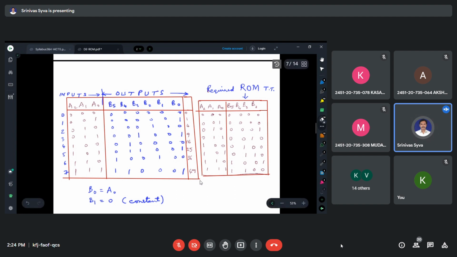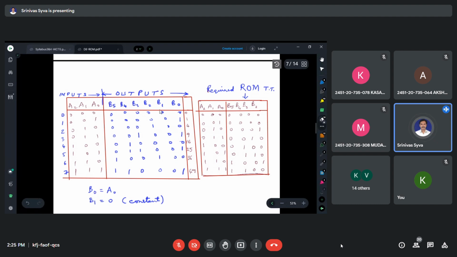What is the design procedure here? It is simply to provide the ROM truth table. From the observation of the truth table, we have seen that B0 is similar to the A0 bit input, so A0 can be connected to the output B0. Another point is that the output variable B1 is always 0.